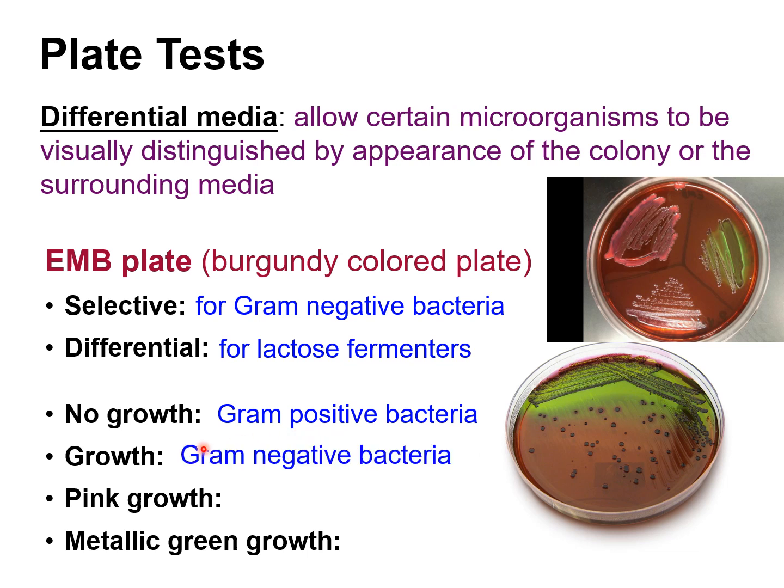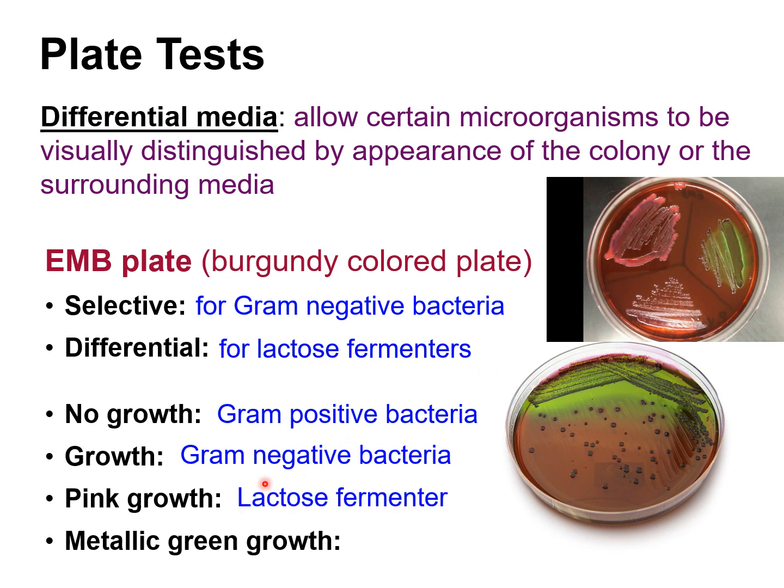Now, if you do see growth, what does that tell you? Right away, you know that it has to be gram negative. So any growth you see, like there's growth on this plate, there's growth on that plate, it must be gram negative. It has to be gram negative. Now, how can I differentiate? I know that those three are gram negatives, but how can I differentiate between them?